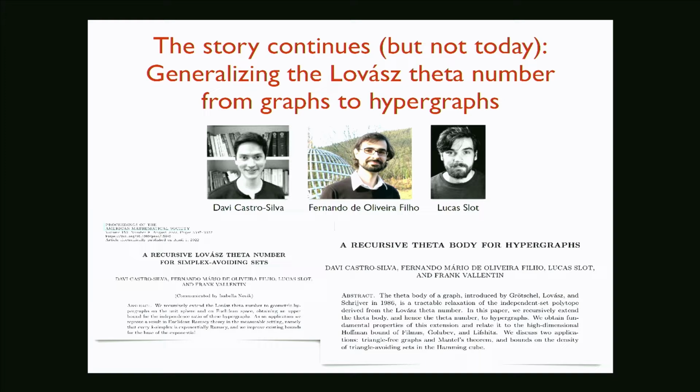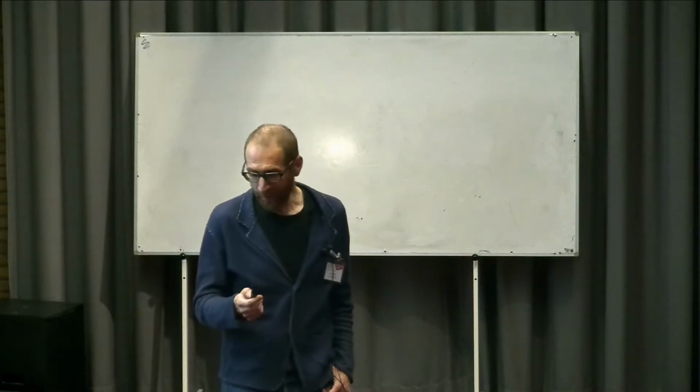So the theta number is really a continuous story of my scientific work over the last 15 years, which started here with Monique and with Lex. And so this had really a strong and lasting influence on me.